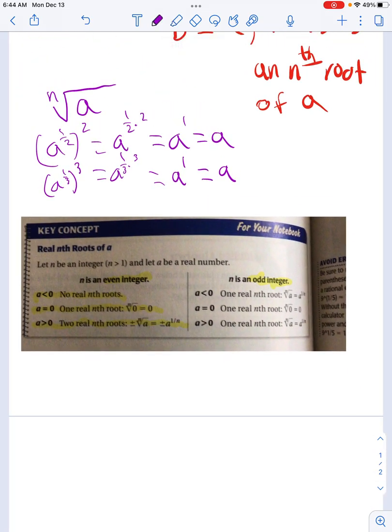I'll just rewrite these bottom two, they got kind of hard to see. So this one is the nth root of a equals a to the 1 over n. This one is the nth root of 0 equals 0. And the nth root of a equals a to the 1 over n. So being able to convert it how we did right here is going to be super important, and we will get some practice doing that.